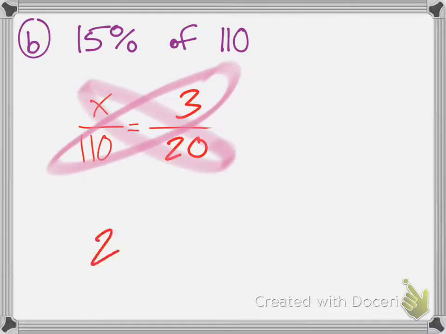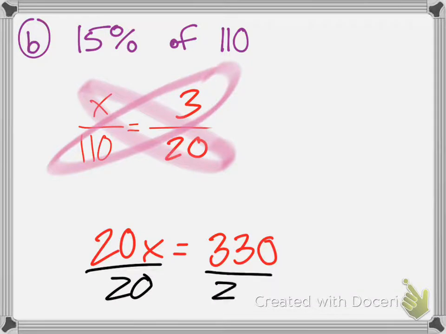I would get 20x equals 330, right? And then just like Lennox said, we need to isolate that variable. This is being multiplied. The opposite is divide. So if you long divide 330 by 20, let's see what we get.